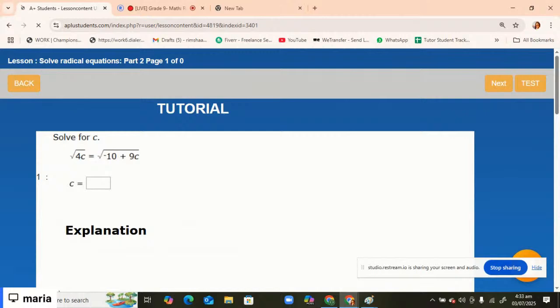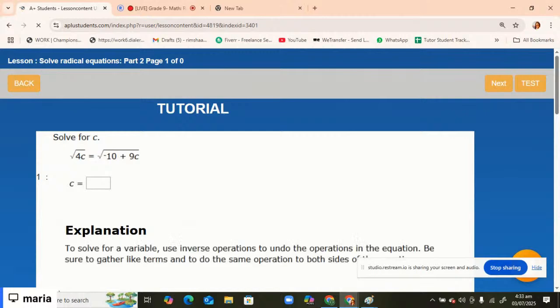Now in these kinds of questions, what do we do? If you have a square root on both sides, for that reason we are taking the square on both sides and then just finding that value, okay? Because they are saying solve for C.